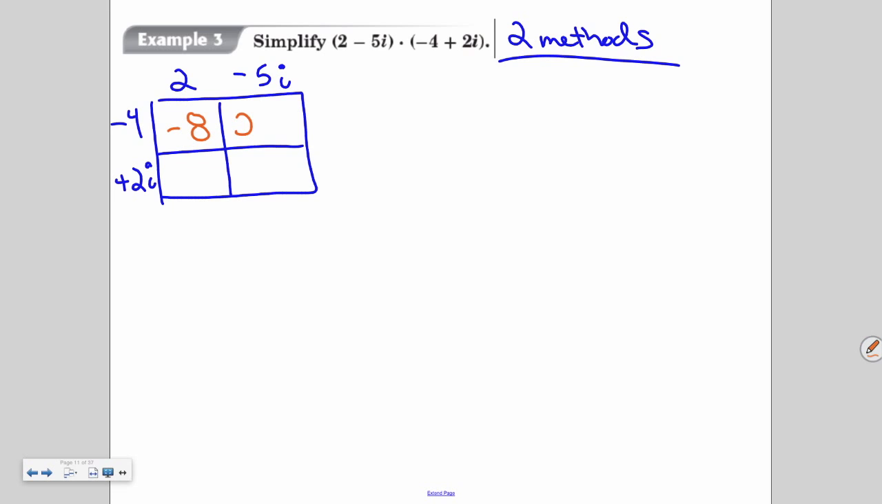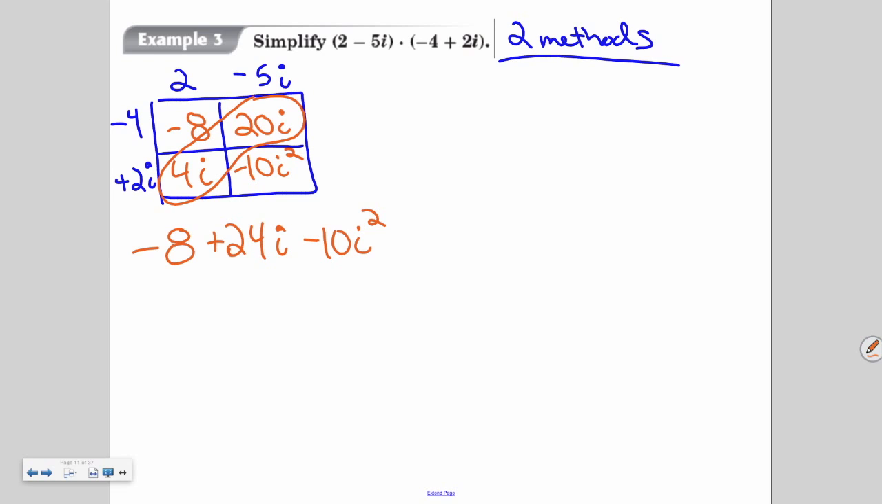So -4 times 2, -8. -4 times -5i, 20i. Plus 4i there. And now I have -10i squared. Remember the i times the i is i squared. I combine what I can, so I add all those in the middle of the box. So -8, I'm going to combine that middle piece, plus 24i minus 10i squared.